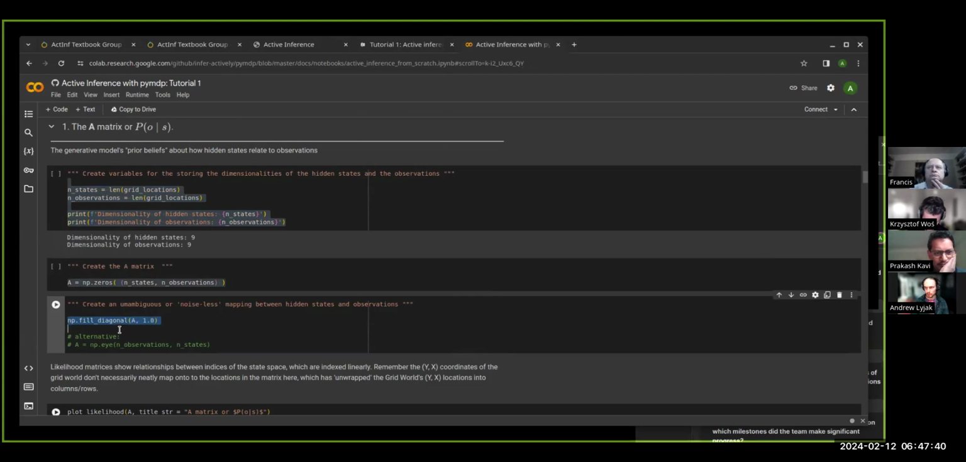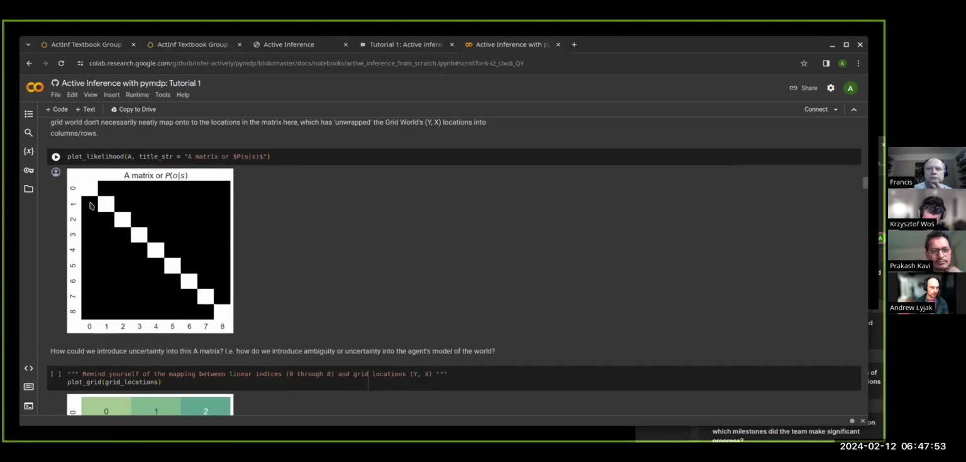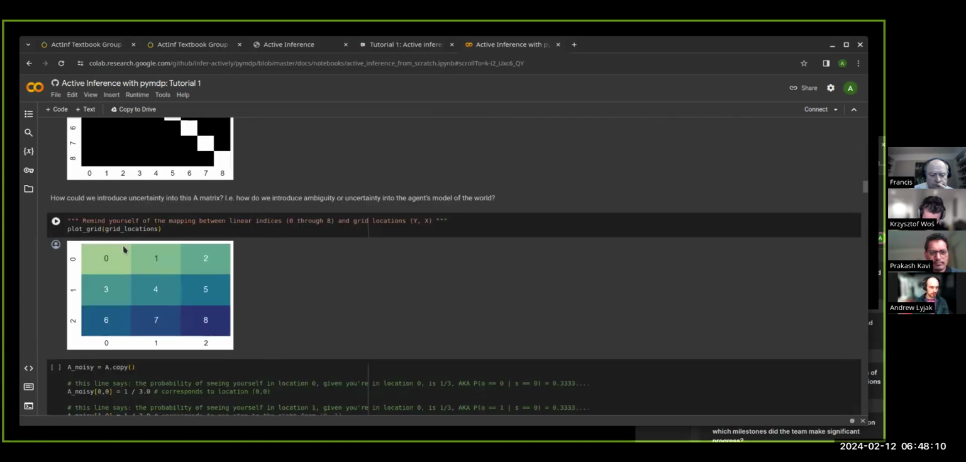If the A matrix were flat, there'd be no information about the world coming in, etc. Here, it's the identity matrix, so it's just a noiseless mapping. That's what it looks like. So here, white square is 1 likelihood, black square is 0 likelihood, and then it's mapping from the 9 observations to the 9 hidden states. And it looks exactly like this. Like if you see a 3, it always maps to being in state 3.